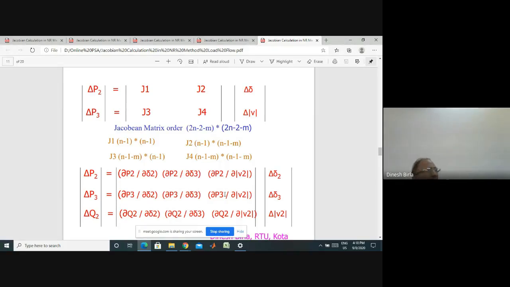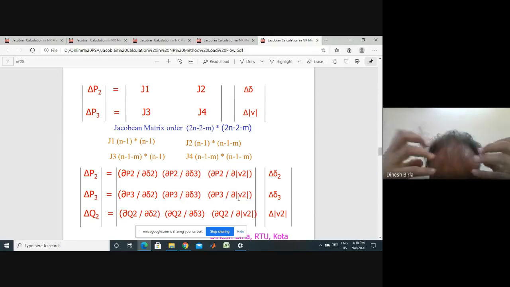I have tried to explain from 3-4 different angles how the Jacobian matrix is made and how J1, J2, J3, J4 are made. Still, if you have doubt, you can ask me right now. Right now also you can ask, no problem.